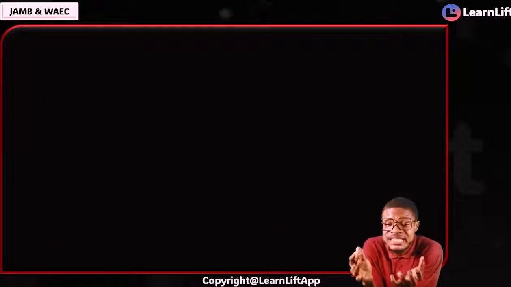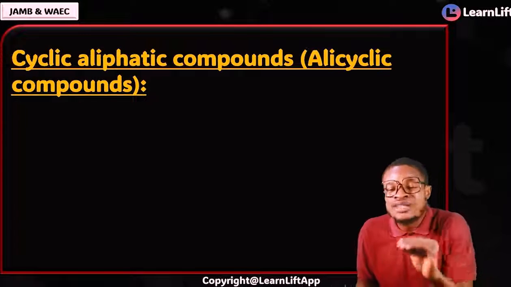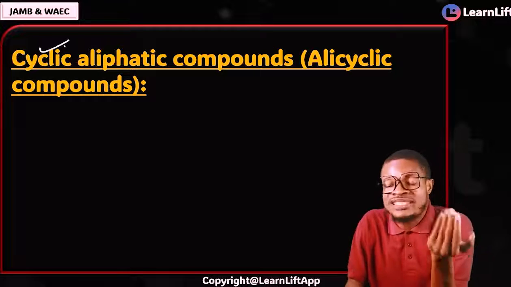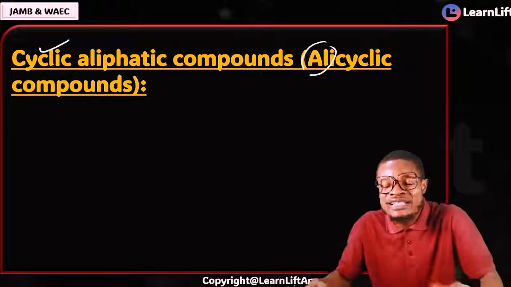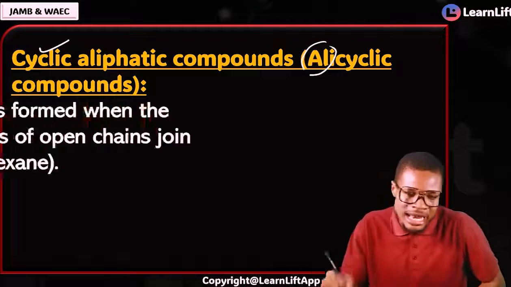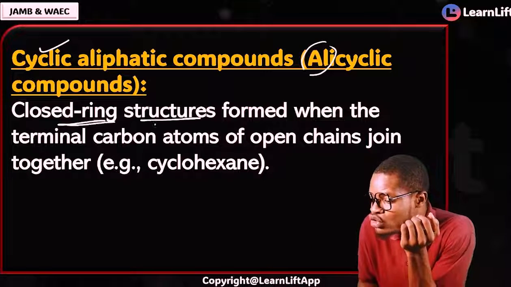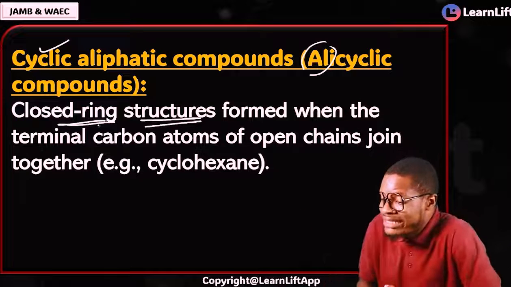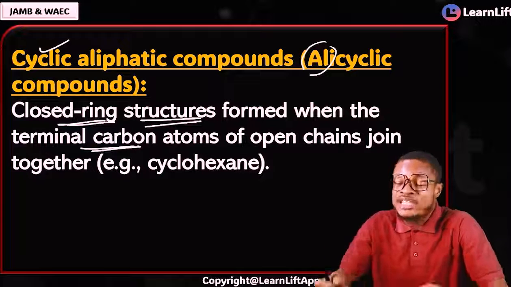Now that you get this, the next thing we are going to look at, we have looked at everything about the acyclic, right? After acyclic compounds, the next is your cyclic aliphatic compounds. What do we call them? We call them alicyclic. Ali means presence of; alicyclic, presence of that cycle. Don't forget that cyclic compounds are closed ring structures, and they are formed when the terminal carbons in your open chains join.